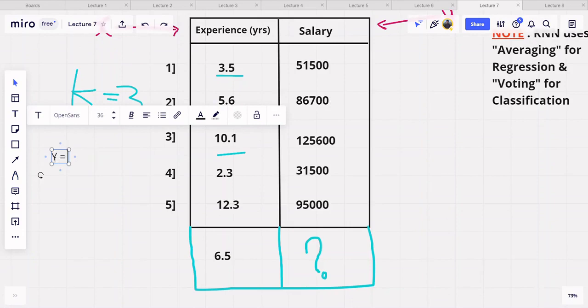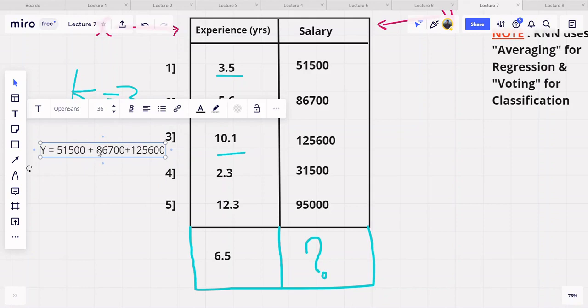51,500 plus 86,700 plus 125,600. Now we'll take an average of this, and whatever value we get, that would be our prediction.